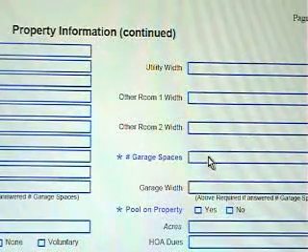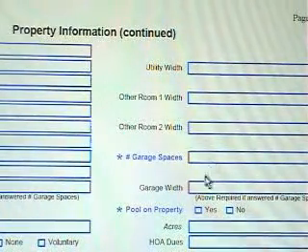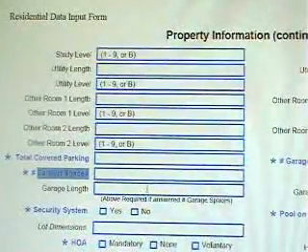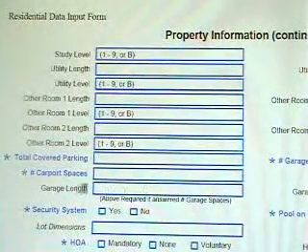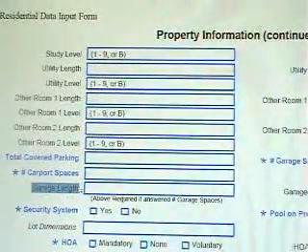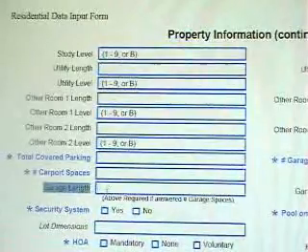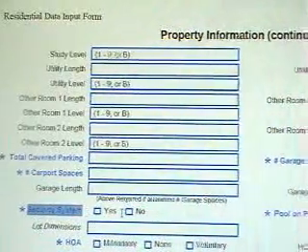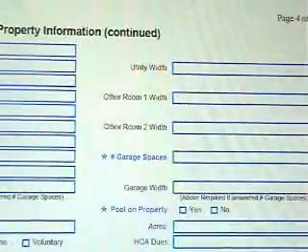Now, if you do have garage spaces, you would also need to put the length and the width in the fields below it, even though it is not in blue with an asterisk. So that information is required. Next information that is required is going to ask if you do have a security system on your property. If so, check the yes box. If no, then the no.